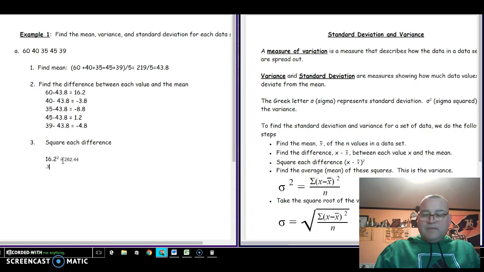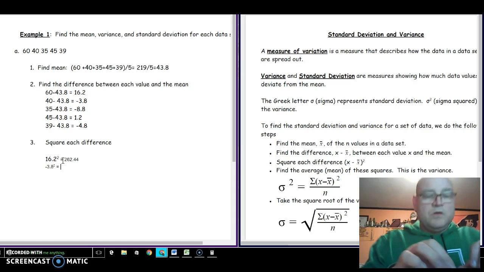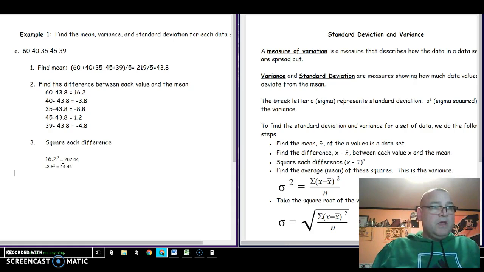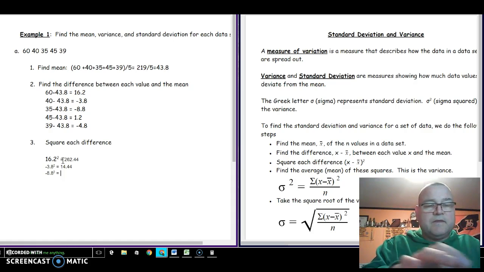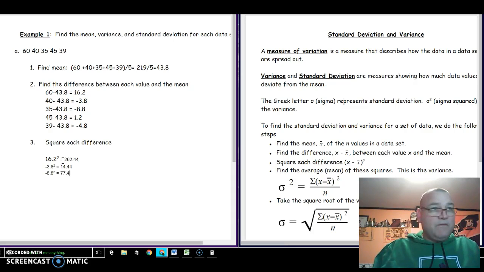Then I have to take negative 3.8 squared. So 3.8 squared is 14.44. And notice as we square all these values, even if they're negative, they're going to turn out to be positive, because when we square any real number, we always get a positive answer. So 8.8 squared. Let me try that again. That doesn't seem right. 8.8 squared is 77.44.